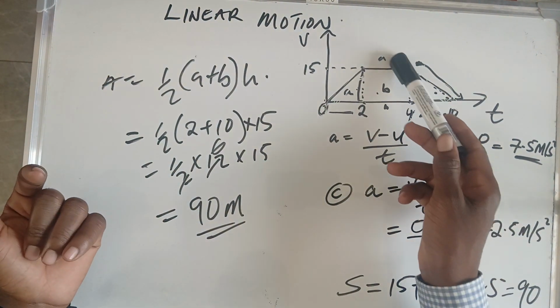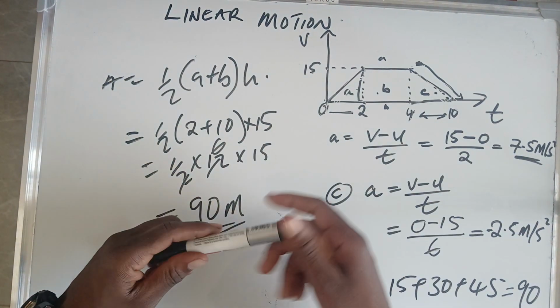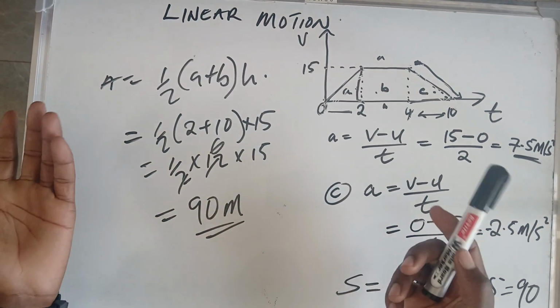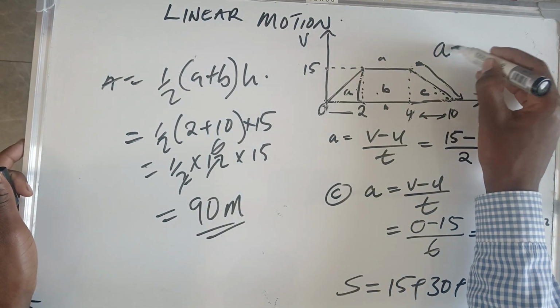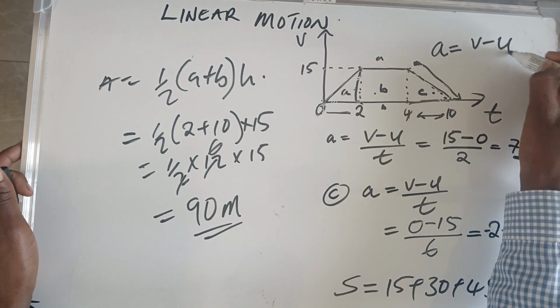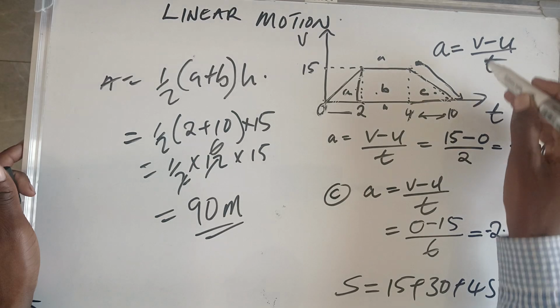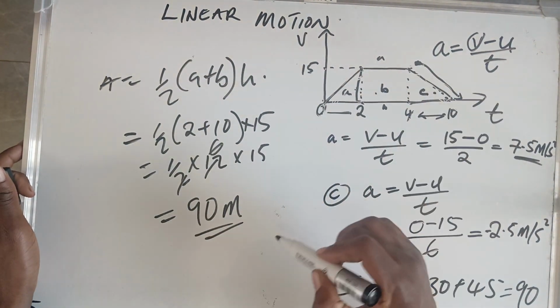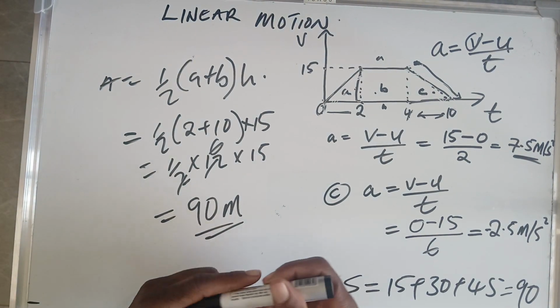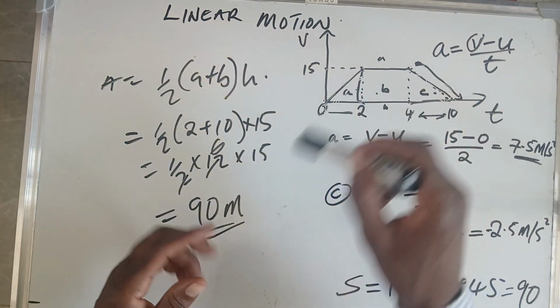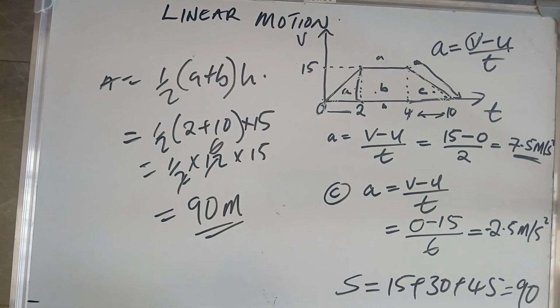Now, sometimes the examiners become tricky. They can ask you to find acceleration in B. Acceleration is 0 because in region B, velocity is not changing. So if you say acceleration is equal to final velocity minus initial velocity over time, final velocity is 15. Initial velocity is 15. That becomes 0. So there is no acceleration in region B. You need to know that.